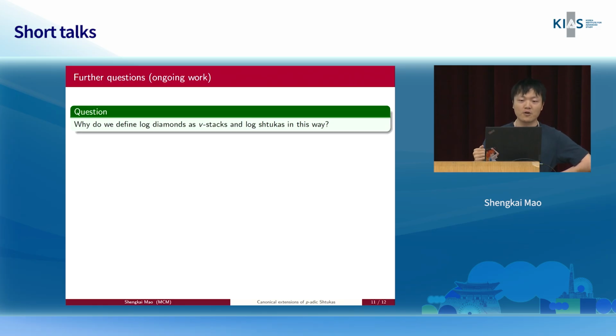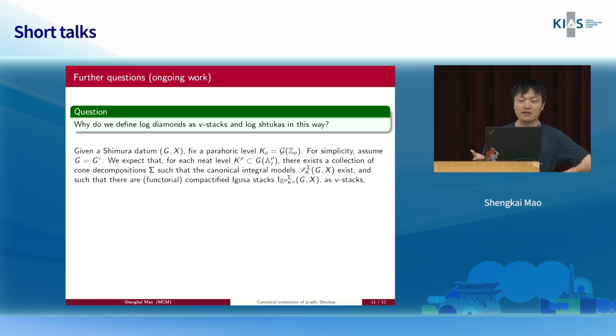Another question, which might be more relevant to this conference, is why do we define log diamonds as stacks in this way? So let me introduce my motivation. First, given the Shimura data, for level K^p, for simplicity, we assume G is GL_n. We expect that if you fix away from p level, there should be a collection of cone decompositions such that we do have a functorially defined compactified Igusa stack, as a v-stack, satisfying the following two Cartesian diagrams.